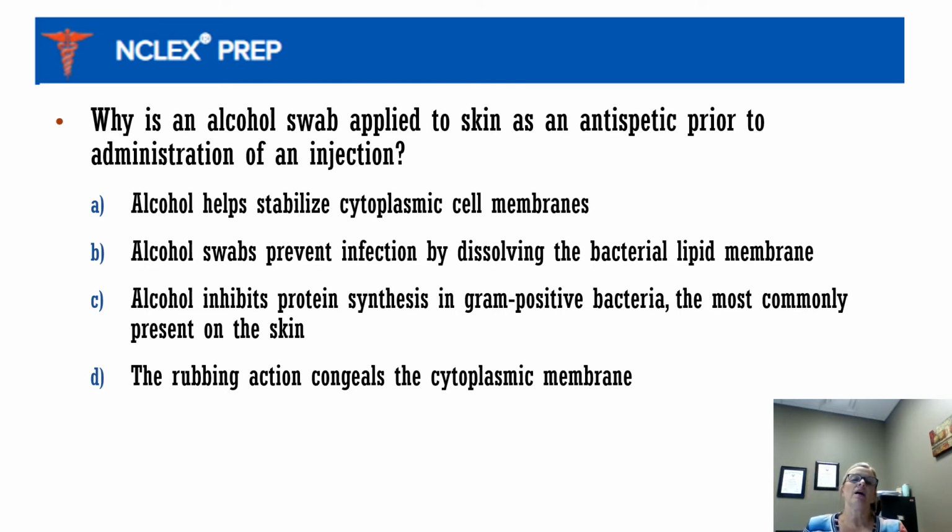Okay, so if you picked B, that we dissolve that bacterial lipid membrane, you're correct. If we dissolve that membrane, we make that bacteria more susceptible to cytolysis and our own host immunity. We can now go in and kill the bacteria. So it's B.